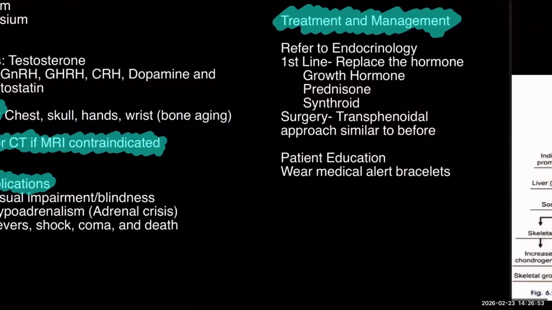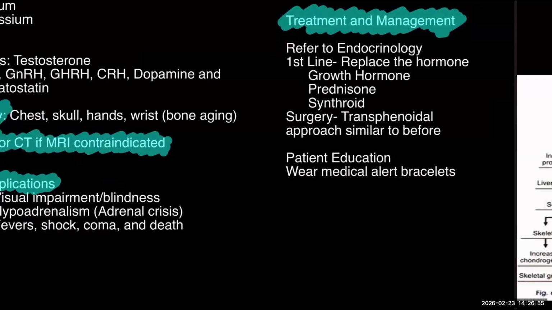Treatment and management. Again, refer to Endo. That won't be an answer, but it's there. They have to go see Endo. First line, replace the hormone. So whatever hormone they're deficient in, just give it to them. If they're deficient in growth hormone, you give them growth hormone. If they're deficient in thyroid hormone, you give them Synthroid or levothyroxine. If they're deficient in ACTH, you give them prednisone, which is the cortisol.